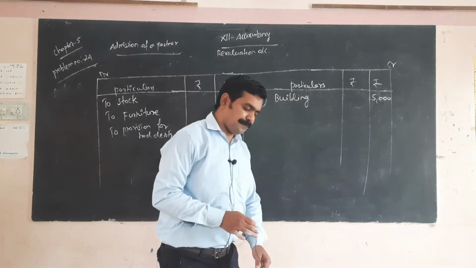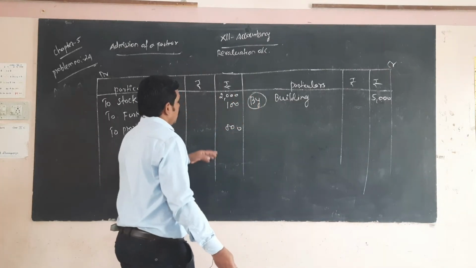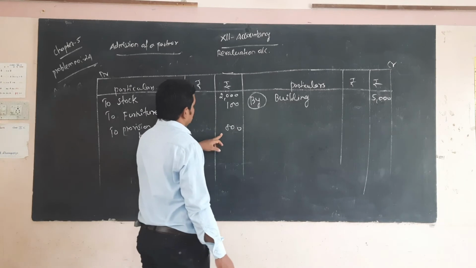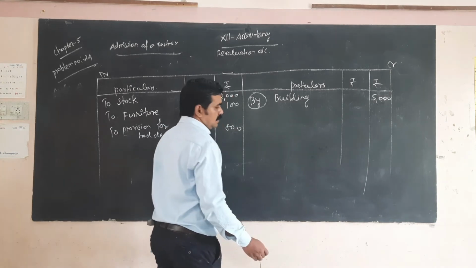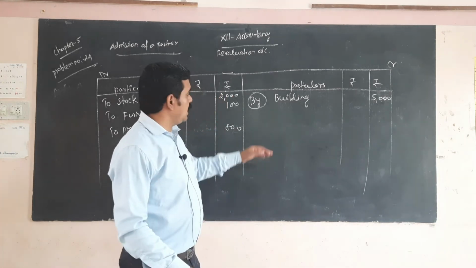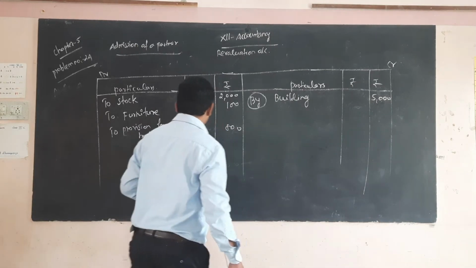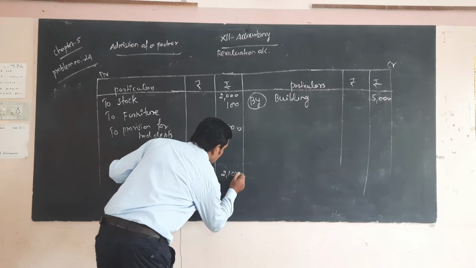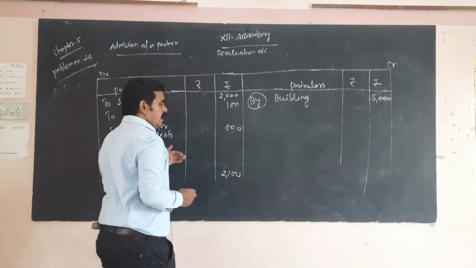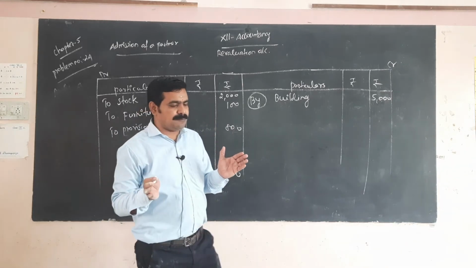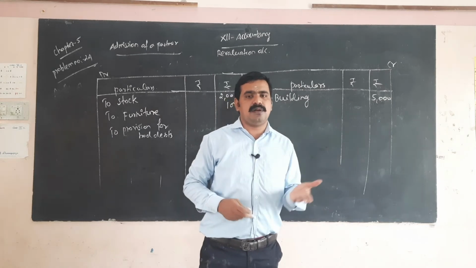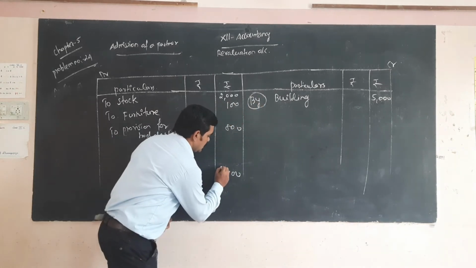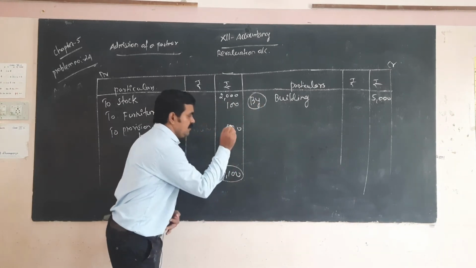Next, what is the total amount? 2,900. Against that 5,000, the balance amount is 2,100. This is called the revaluation profit.